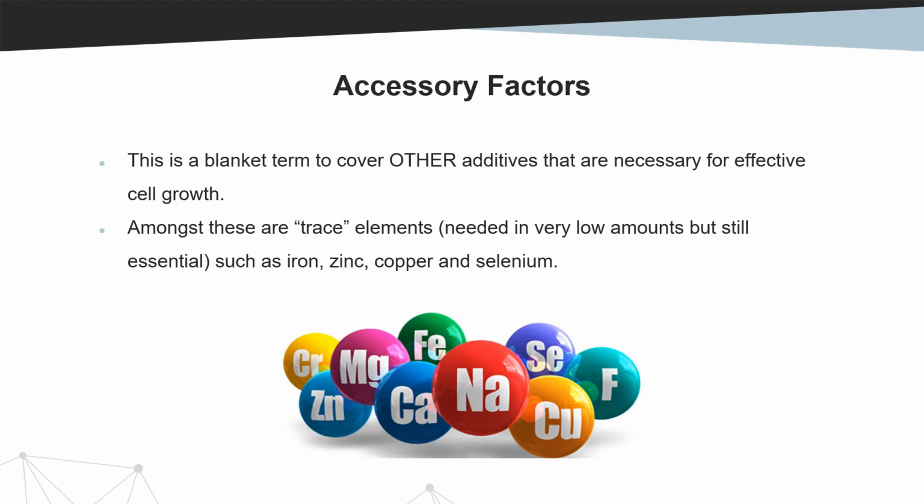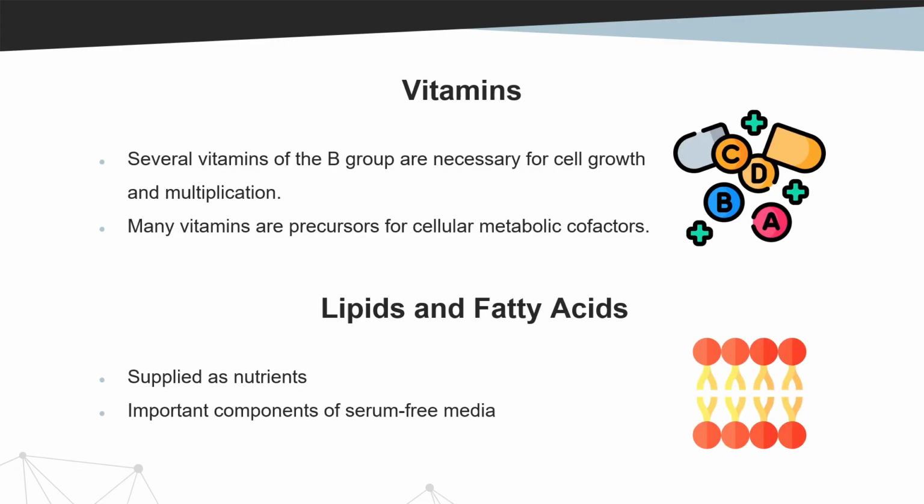Accessory factors is a blanket term that we use to cover all other types of additives that are necessary for effective cell growth. This includes things like trace elements, because they are needed in very, very low amounts, but they are still essential for cell growth. Some examples are iron, zinc, copper, and selenium. All of these trace elements have their particular specific roles that they play. So you can probably read up a little bit more on how these accessory factors play a role in maintaining cell growth.